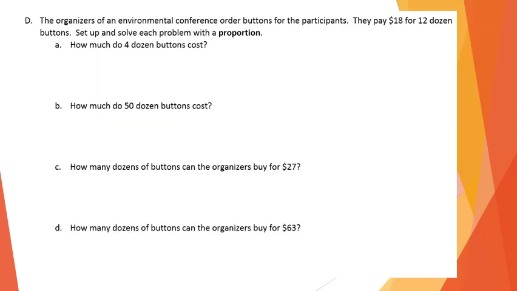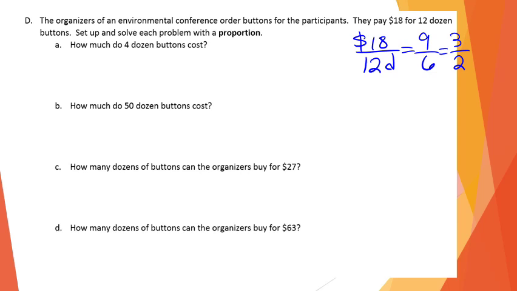In problem D, we're talking about buttons. So we pay $18 for 12 dozen buttons. I'm going to use dollars and D for dozen. So you might be noticing already you could scale that ratio down, right? You could make that 9/6. You could divide by 3 for both of them and make it 3/2. So you can kind of play around with that ratio if you want to, if you don't like it in that form. Those are all equivalent.